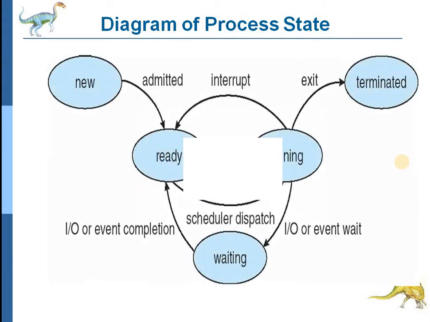Next is the process state. As the process runs, it changes its state. Process states are the different stages through which it passes. The state of a process is defined in part by the current activity of that process. During the lifespan of a process, its execution status may be in one of these states: new state, ready state, running state, waiting state or terminated state.